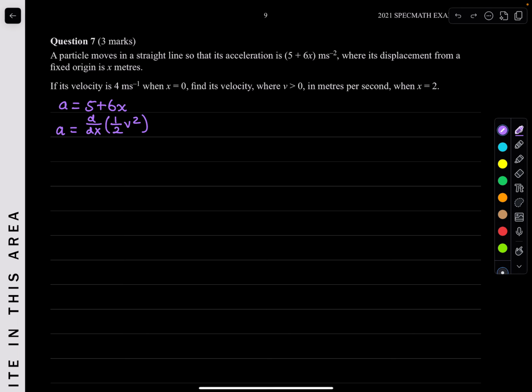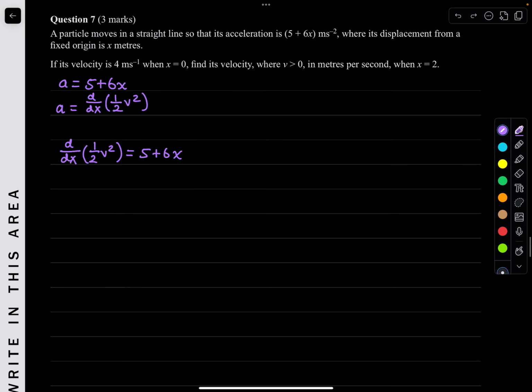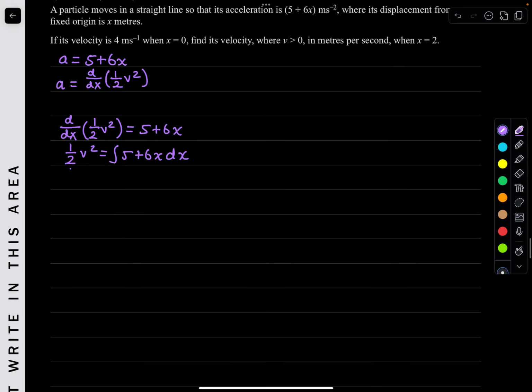So what we can do is we can replace this acceleration with this whole expression over here. So d/dx of half v squared is equal to 5 plus 6x. So how do I get rid of this d/dx? Well, I have to integrate both sides. So if I integrate both sides, 5 plus 6x, I have to integrate this side. So what's that going to be? So it'll be 5x plus 3x squared plus c.